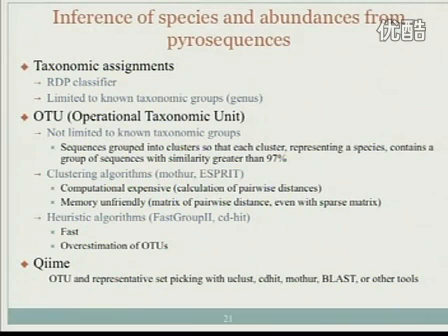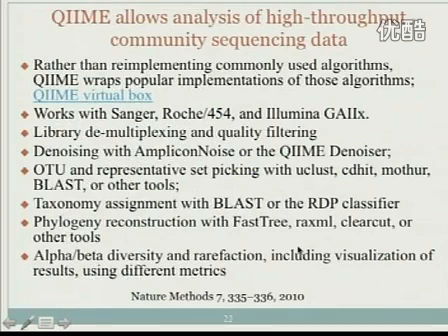So QIIME is one of the newest in this field. If you really need to analyze a lot of 16S rRNA reads, you can probably look into QIIME. It's from Rob Knight's group. He's one of the biggest names in 16S-based surveys. It's actually a wrapper that wraps everything. It provides analysis for taxonomic assignments and OTU-based analysis, and also a very nice visualization of the results.